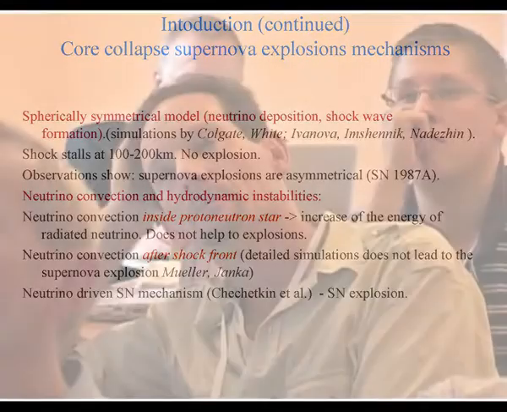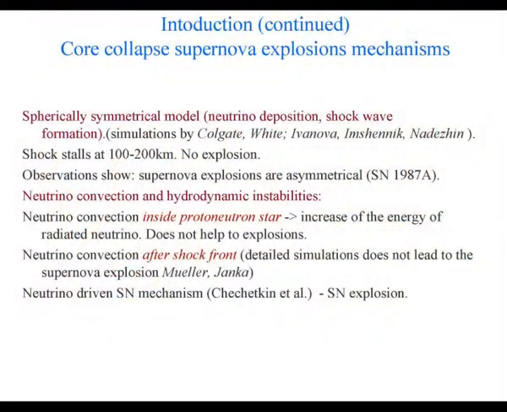And there are different groups in the world which work on this. They try to take into account neutrino convection inside the proto-neutron star, which increases a little bit the energy of the radiated neutrinos, but still doesn't help the explosion. And people also try to simulate neutrino convection after the shock front.